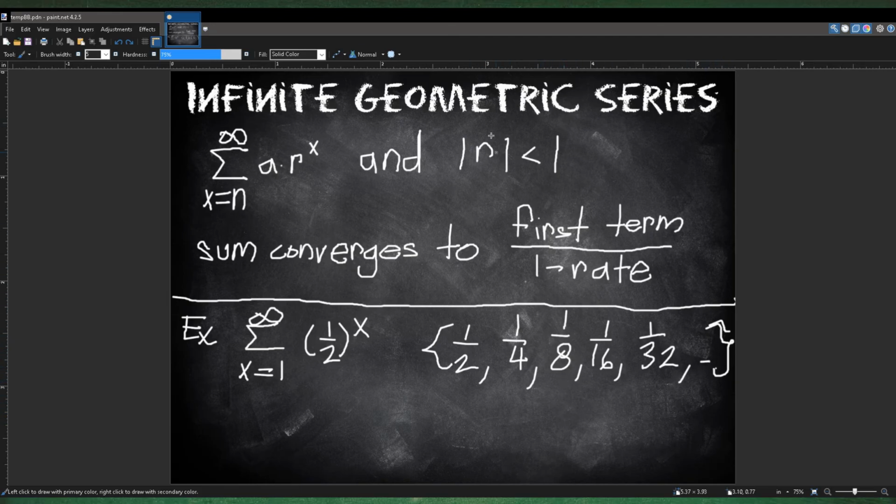Well, what we could do is use the idea of the infinite geometric series. If it's in geometric sequence form and the absolute value of the ratio is less than 1, then this is the sum. So let's see if it meets the conditions first. Is this a geometric sequence? Well, it is. It's just 1/2 times the previous term, which makes sense because 1/2 times 1/2 is 1/4, 1/4 times 1/2 is 1/8, and 1/8 times 1/2 is 1/16.